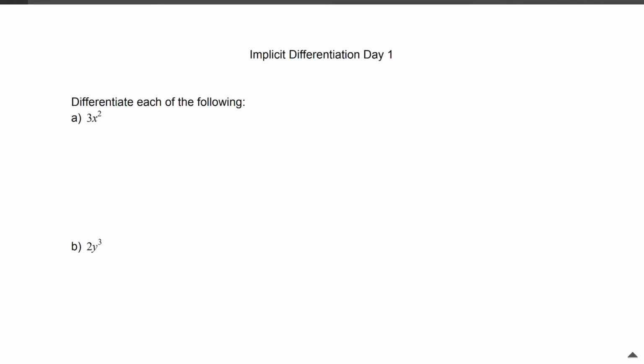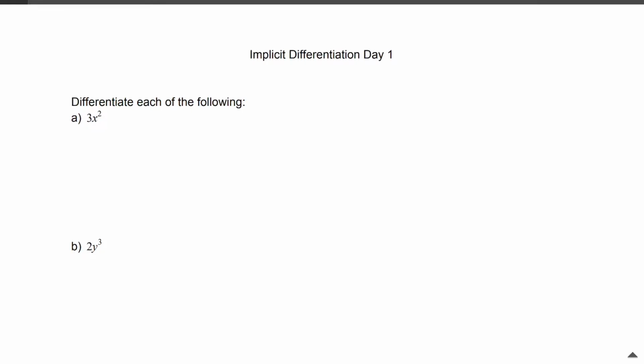Hey everybody, today we're going to take a look at something called implicit differentiation. For the most part, I'm going to keep it pretty easy today, and we're going to take a look at just expressions. We're not going to look at any equations because I want to just get you the basics and get you guys comfortable.